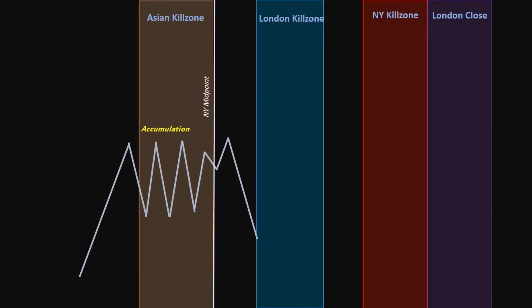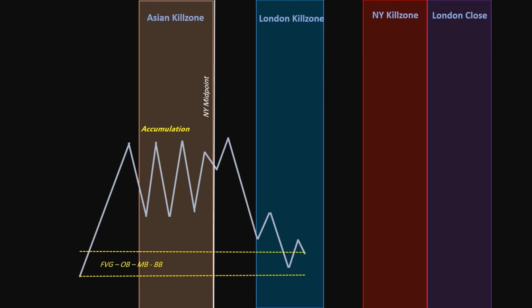As we enter the London session, we expect manipulation. Typically, price will dip below the Asian range, tapping into a previously identified PD array, that is, a price delivery array like a fair value gap, order block, breaker block, mitigation block. At this stage, price has gone through both accumulation and manipulation, and is now primed for distribution.